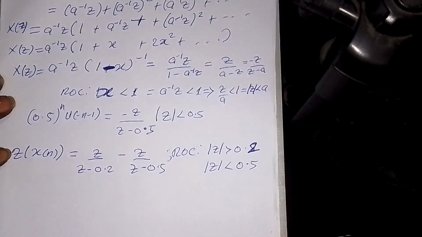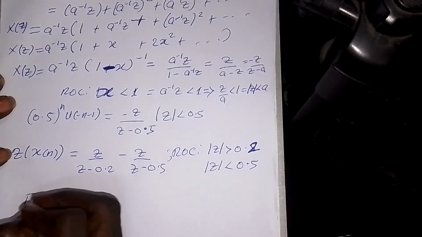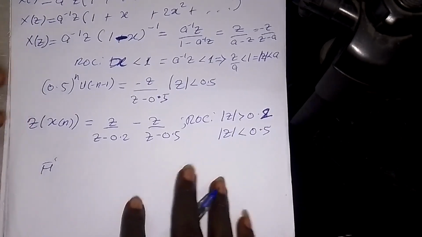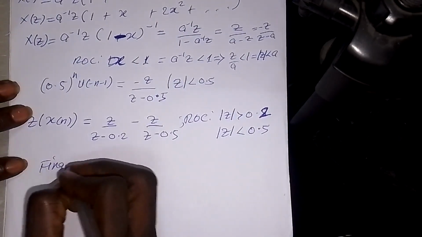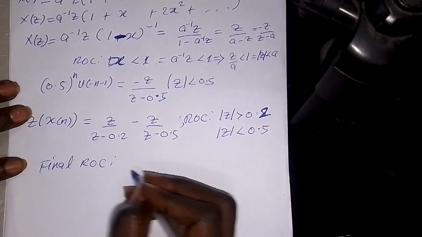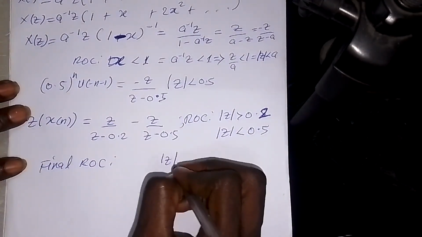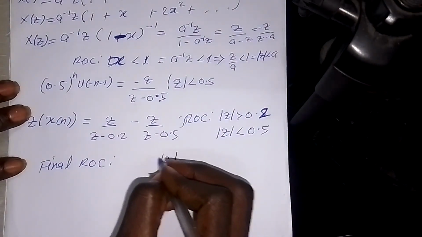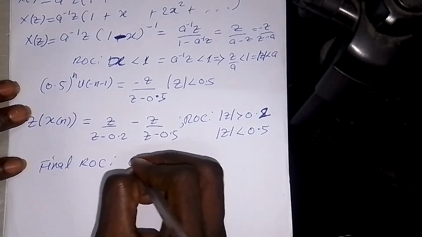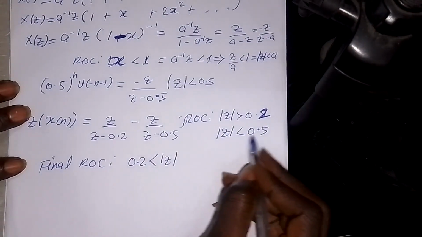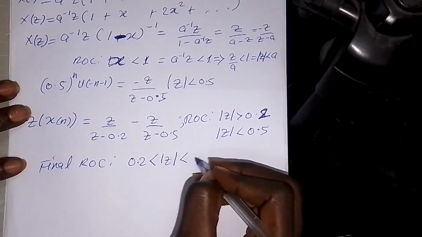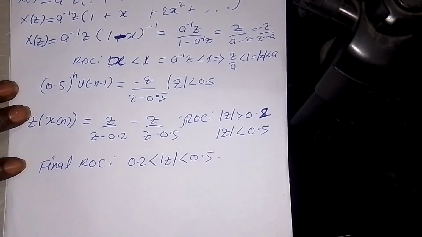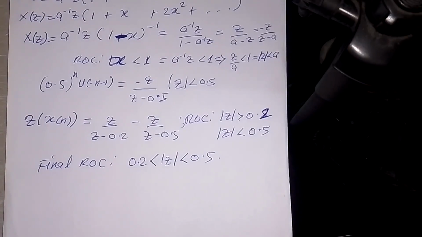So my final ROC is going to be mod Z greater than 0.2, but also less than 0.5. So this will be my ROC. You see that it's very, very easy and simple to solve.